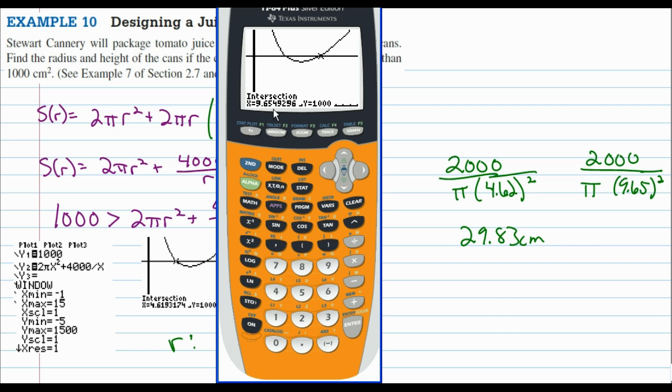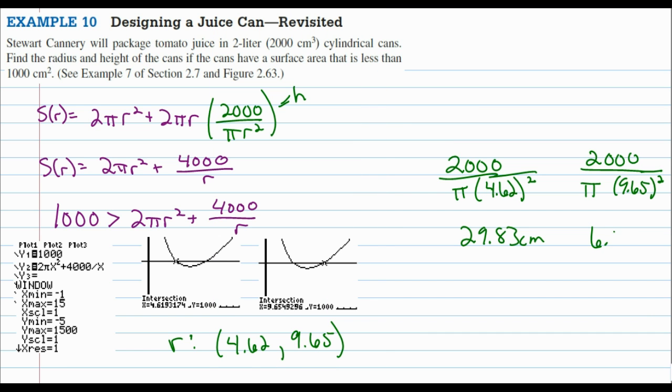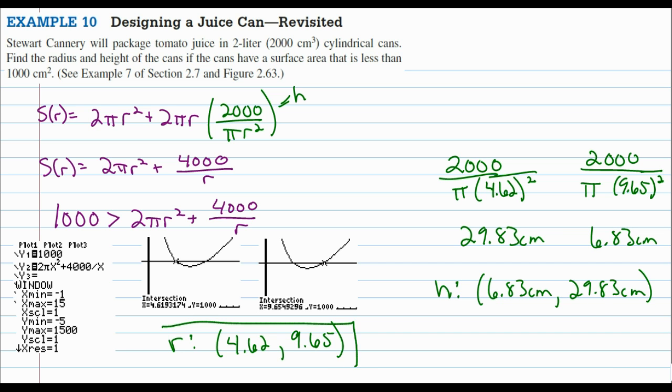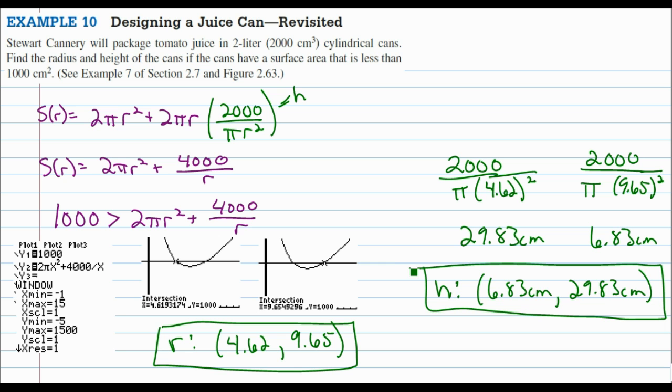And then with the x value of the intersection of the other point, I'm going to do the same thing. I can just hit second enter, and your calculator now knows that the new x value is from the other intersection. So I get 6.83. So the range of the height values is 6.83 centimeters to 29.83 centimeters. So now I have the possibilities for my radius and height to make this can's surface area less than 1,000 centimeters squared.